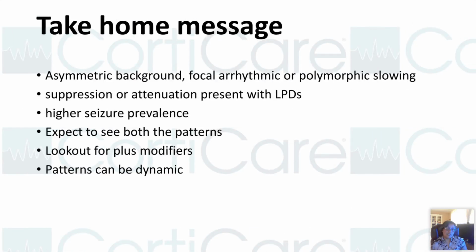All right, take-home message. We talked so much about the similarities, the differences, pathophysiology, different kinds of EEG waveforms, and things like that. The background is asymmetric. There is focal slowing, polymorphic slowing, and there are sharps and spikes. So the EEG is abnormal, right? There is suppression and attenuation of the background.